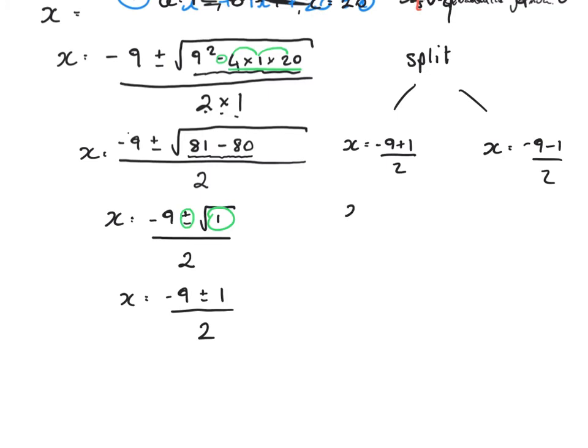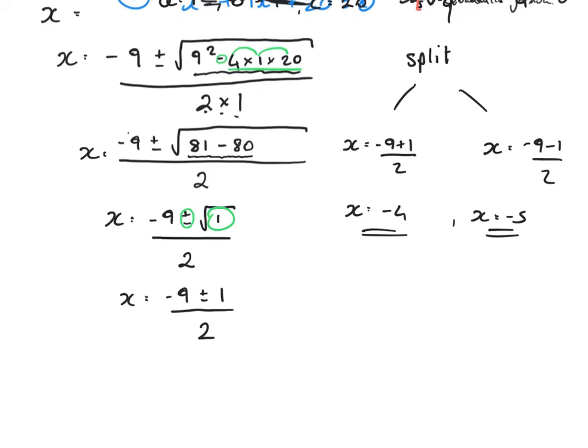Okay, so let's take our time. Minus 9 plus 1 is minus 8, and minus 8 divided by 2 is minus 4. Okay, second one, minus 9 minus 1. So at minus 9, we're moving down 1. That's minus 10, divided by 2 is minus 5. And that gives us our two results. And what you will see is that those were the same two results that we got by factorising.